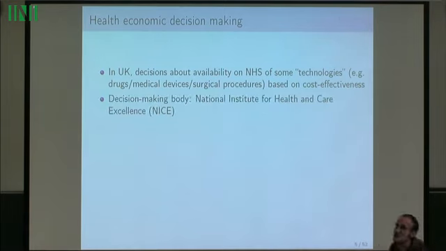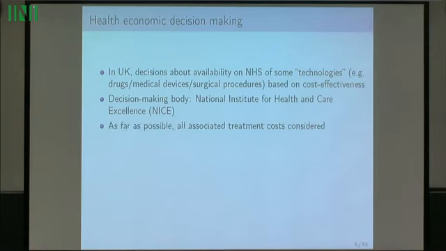And we have this decision-making body, the National Institute for Health and Care Excellence, called NICE, who make decisions on whether or not certain technologies are going to be available. Now, when they do this, as far as possible, they consider all the treatment and all the costs that will be associated with that technology. So we're not just talking about the price of the drug. If that drug keeps you out of hospital, then that's going to save costs down the line. So that would be incorporated into the total cost of that treatment. So you try and account for all the costs that would be associated with that treatment.